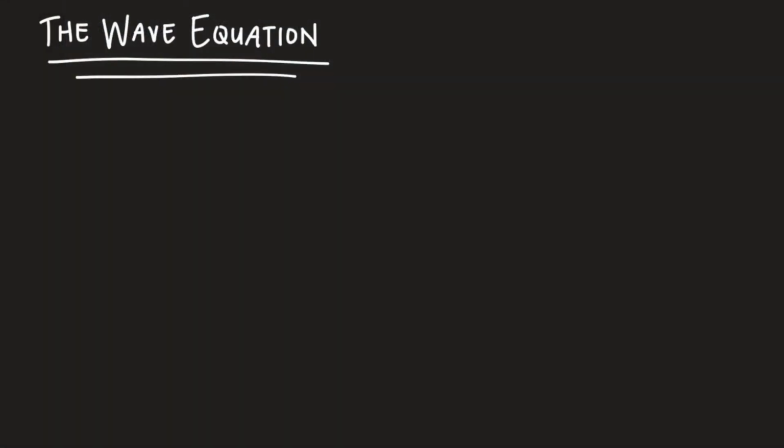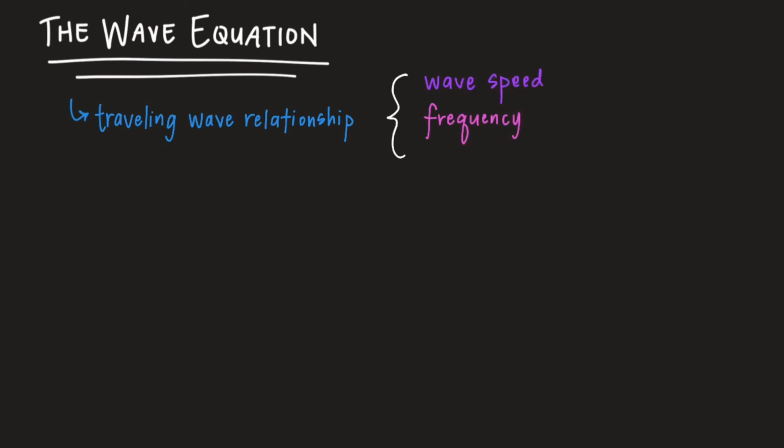Thanks, Mr. Willauer, for that breakdown of problem solving. Next up, we're talking about the wave equation. So you might remember the wave equation from your web quest 2 weeks ago. It also has a different name. On the web quest, it was referred to as the traveling wave relationship. And what it gives us is a relationship between a couple different terms. It tells us the relationship between wave speed, frequency, and wavelength.